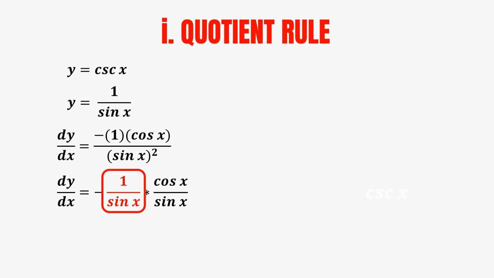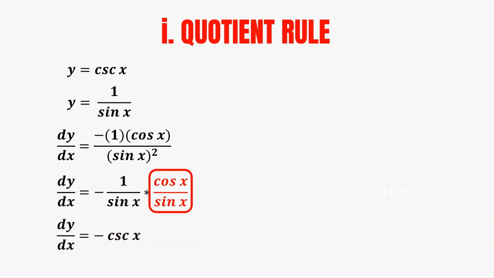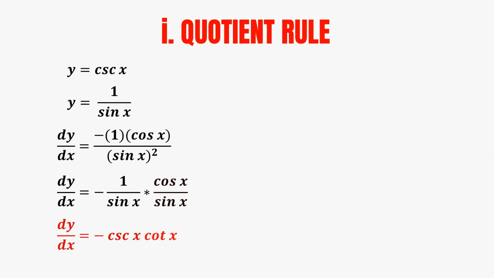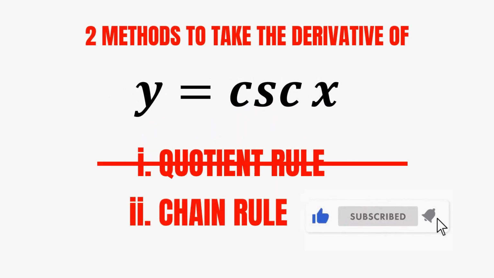You see we have 1 over sine x, and we know that it is equivalent to cosecant x, so we replace the 1 over sine x with cosecant x. For cosine x divided by sine x, it is also the same as cotangent x, so we replace it into the expression as well. And we've got our final answer. That's how we find the derivative of cosecant x by using the quotient rule.